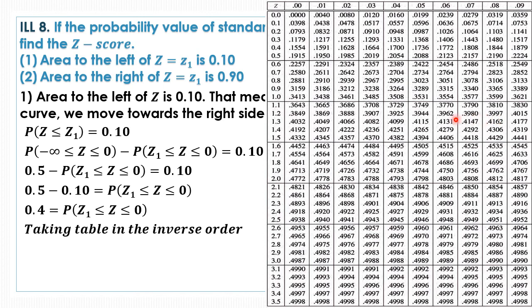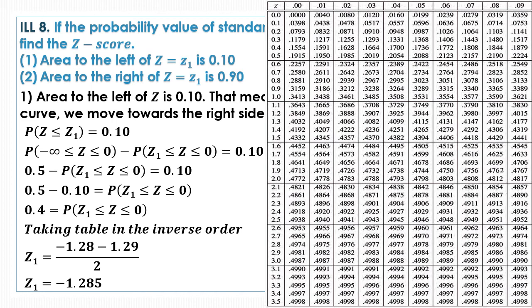Now the z value for 0.3997 is 1.28 and the z value for 0.4015 is 1.29. So let's take an average of negative 1.28 and negative 1.29. Now, why am I taking it as negative? Because from the curve we know that z1 is on the negative side. So both values we have to take as negatives, and when you take an average you get negative 1.285. So negative 1.285 is the z-score value for the given probability.